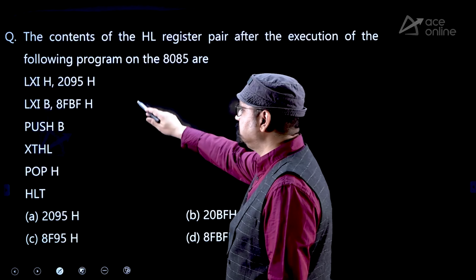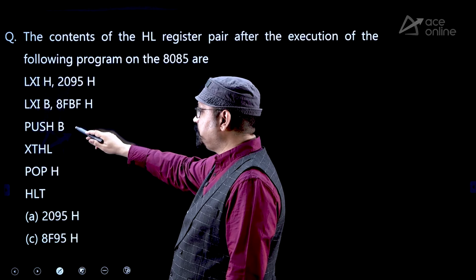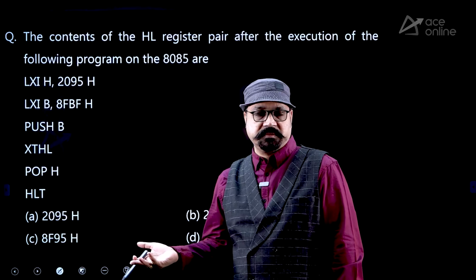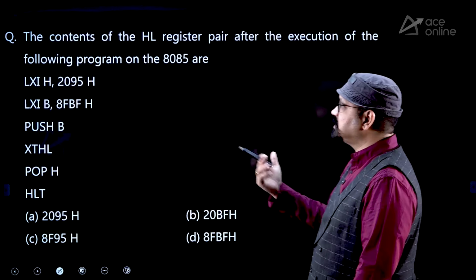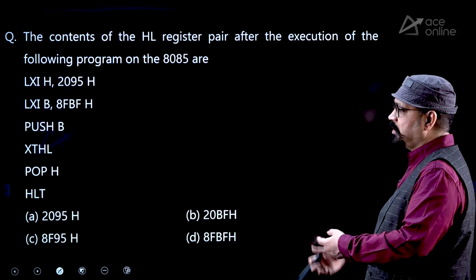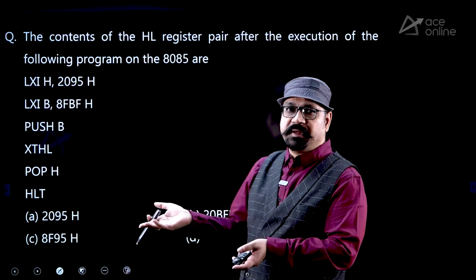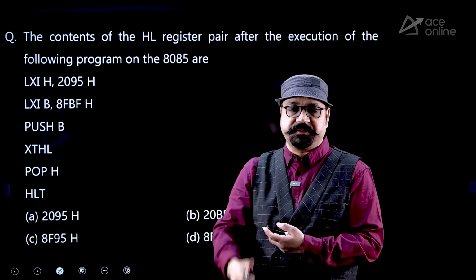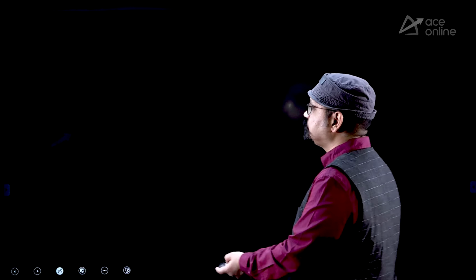One more question. The content of the HL register pair after execution of the following program on the 8085. A small program is given: LXI, LXI, push, XTHL, pop and halt. You have to execute this and find out what the HL pair content is. Let's see, execute. No one will ask you to write a program, please understand. A program is given, and you must be able to identify the operation and execute it. Let's do.